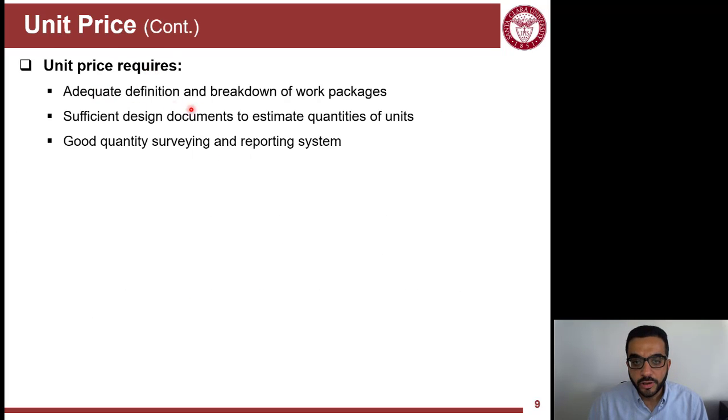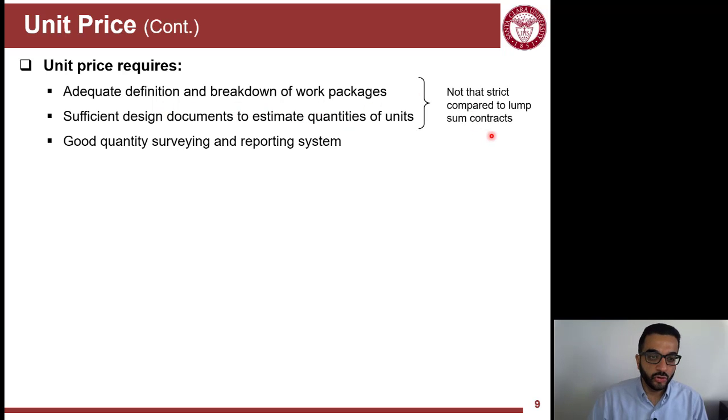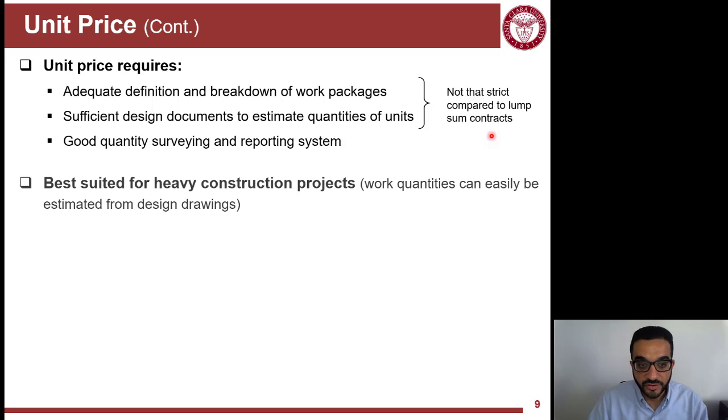Unit prices require a lot of things similar to the lump sum, but they're not that strict. So you need to know some adequate breakdown of work packages, what needs to be done, but not in quantities, but in terms of scope. You need to have some design documents to tell you what needs to be done, but exact quantities are not needed, and this is why you need to have good quantity surveying and reporting systems. So you have to have someone on the site really measuring what's being done. So that's very critical for unit price projects.